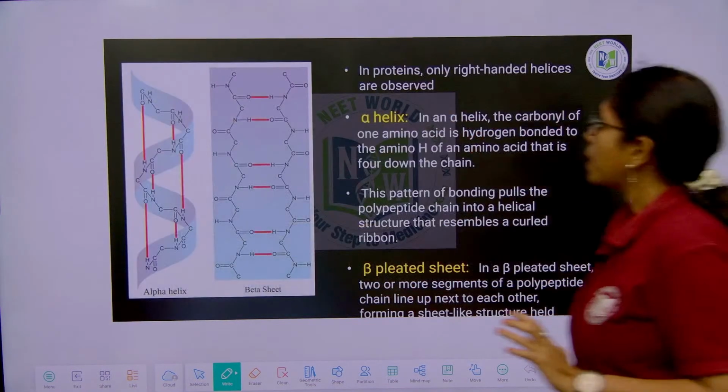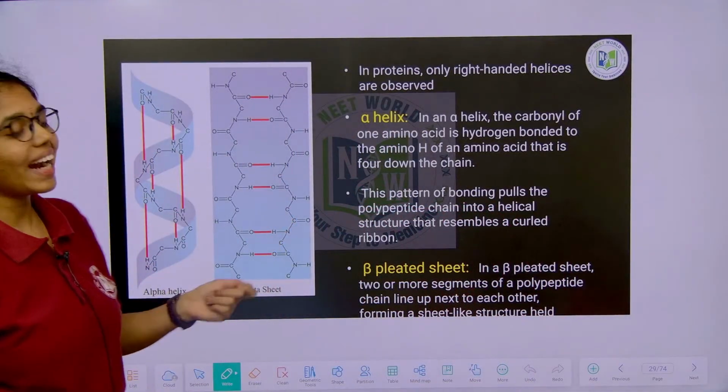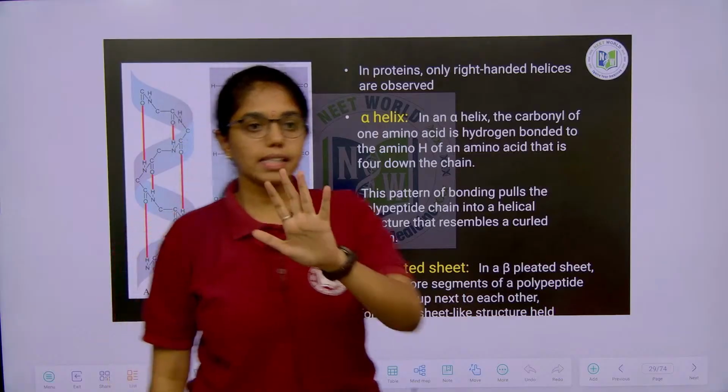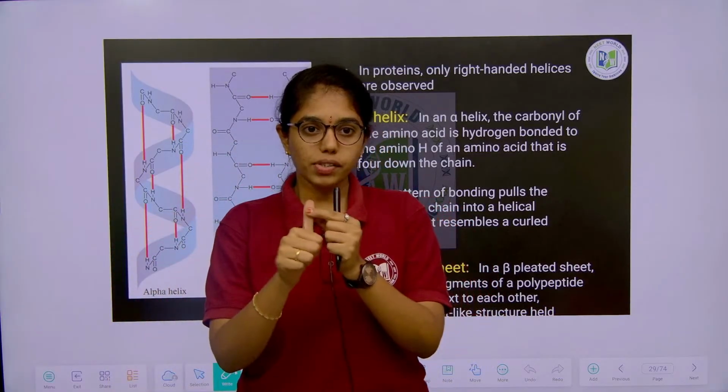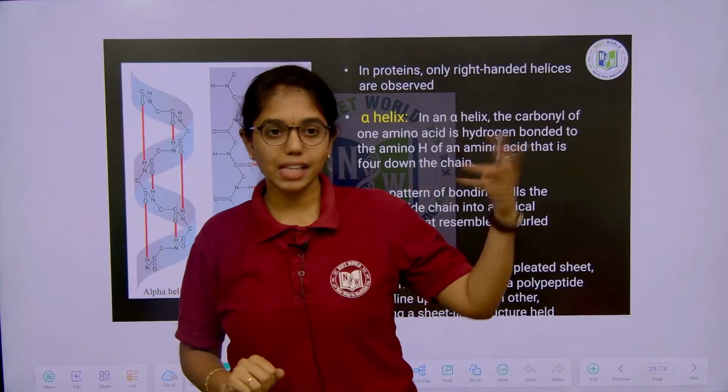Now, look into the secondary structure. In proteins, only right-handed helices are possible. Listen first. So, primary structure is like a line. You have understood. First is having N-terminal, last is having C-terminal.